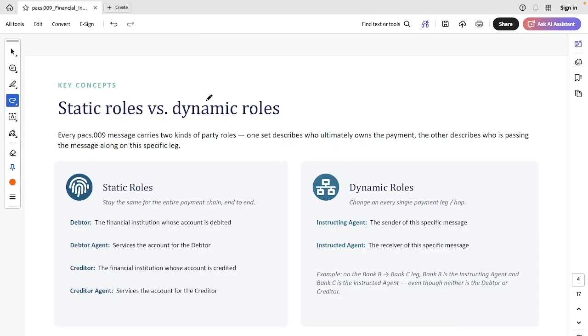Okay, now this one is extremely important because many learners get confused between roles like debtor agent, instructor, creditor agent, instructing agent, instructed agent, and so on.